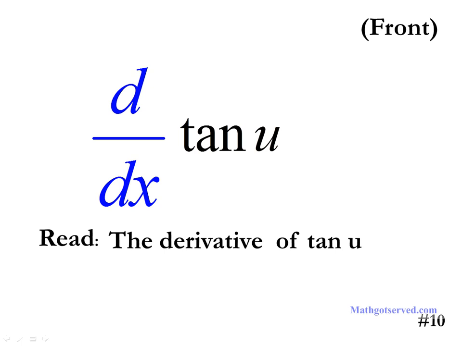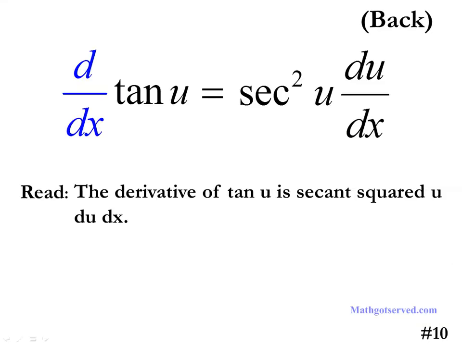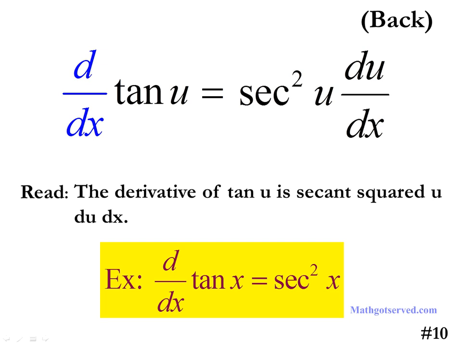d dx of tan u is read the derivative of tan, or you can call it tangent u. The derivative of tangent u is secant square u du dx. Let's consider an example. The derivative of tan x is secant square x. Remember, this is not a composite function, so we do not need to multiply it by a derivative here. We have dx dx, which cancels out to just 1.